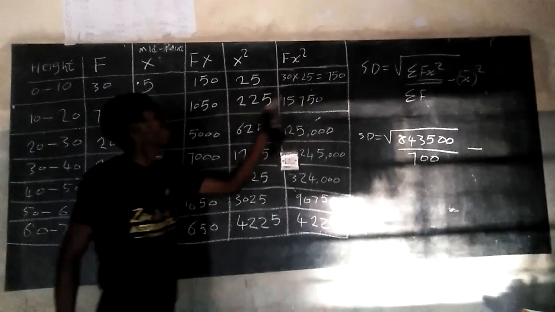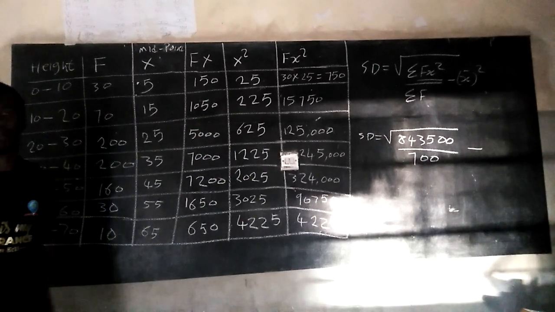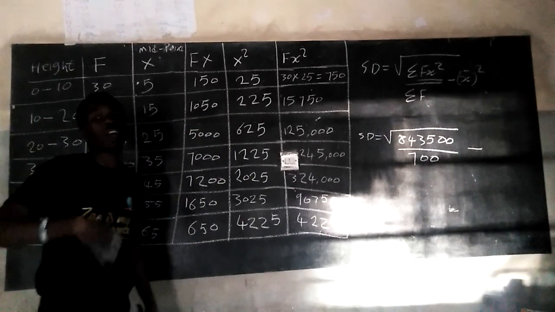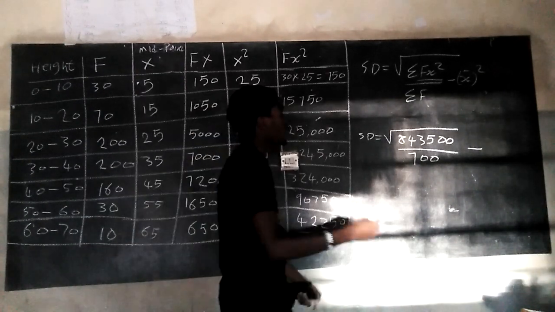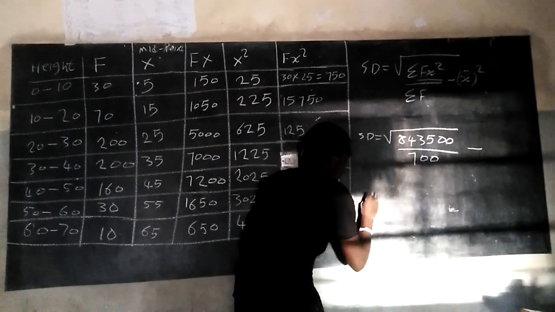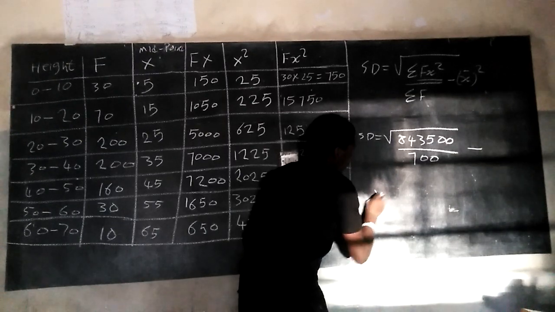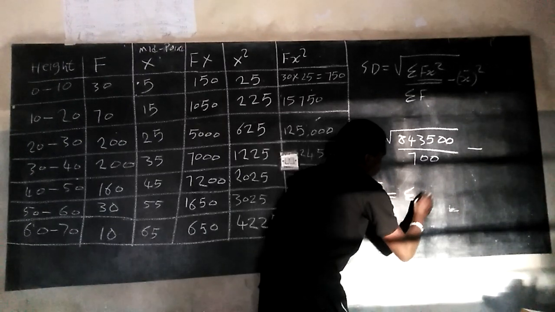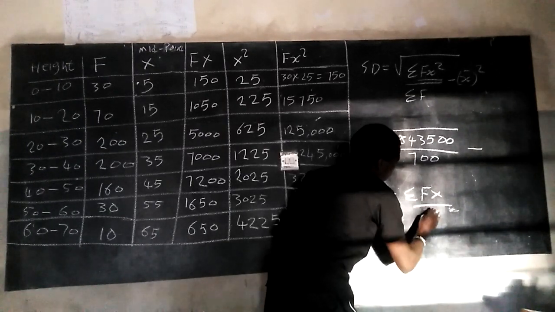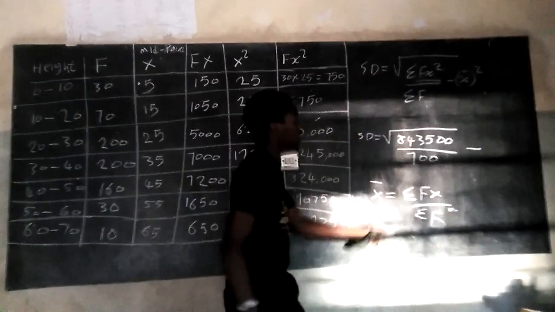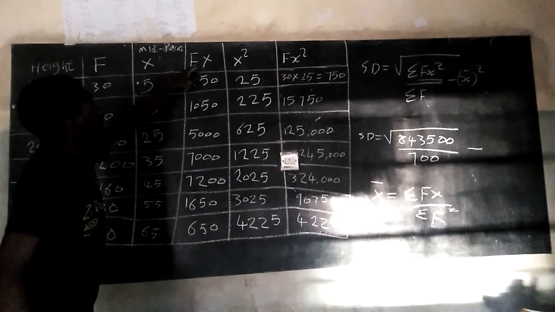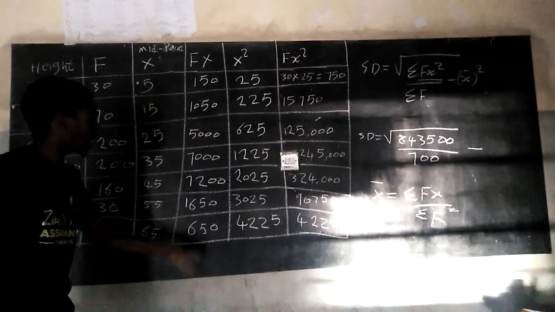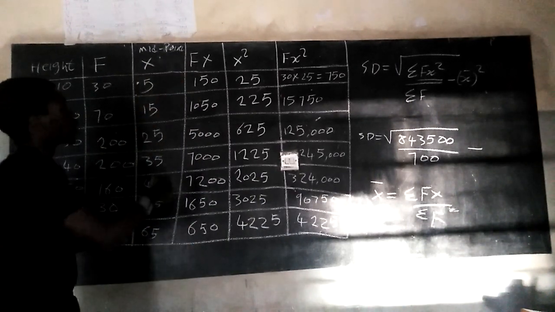Now, the question is, do we have the mean here? No, we don't have the mean there. But we know the formula. Now you come up with the mean. The formula for mean is equal to the summation of f of x over the summation of f. This is the formula for mean. What's our f of x? Our f of x is this one. So meaning you add all these again.